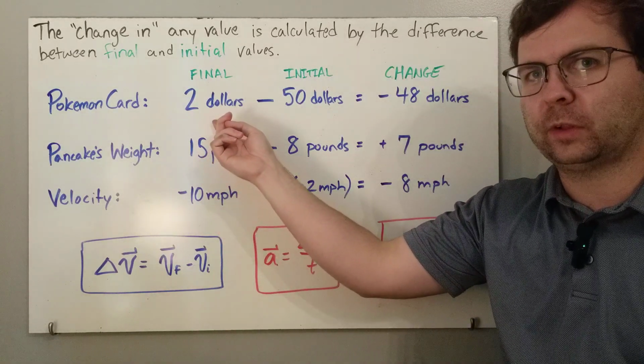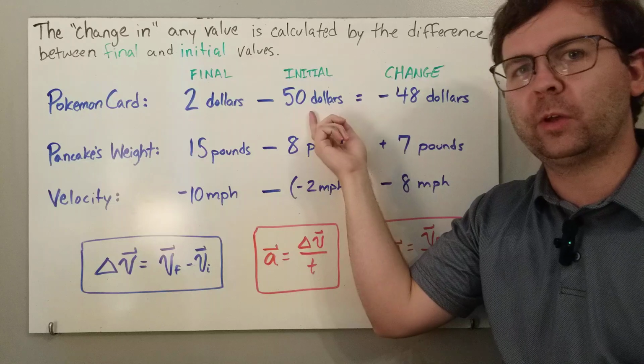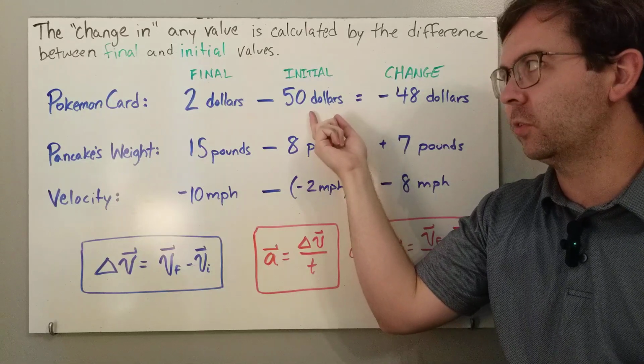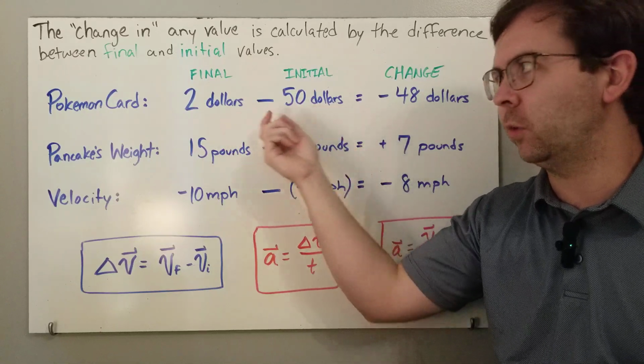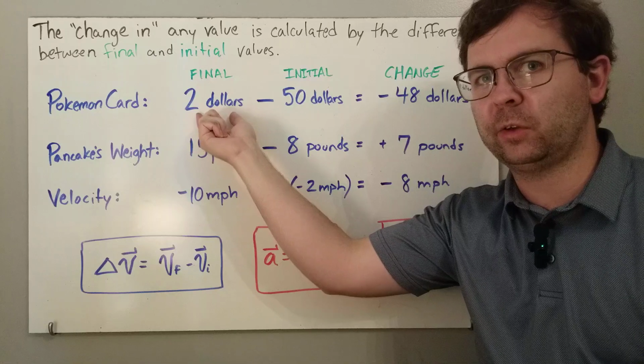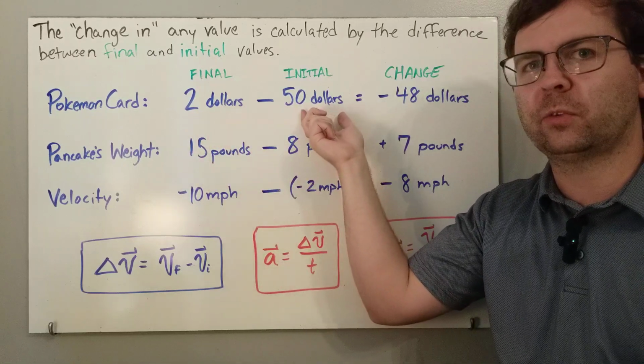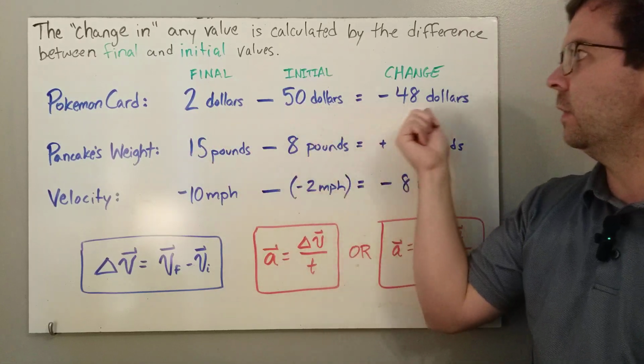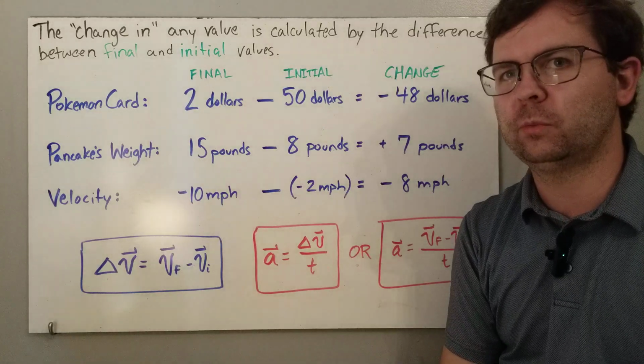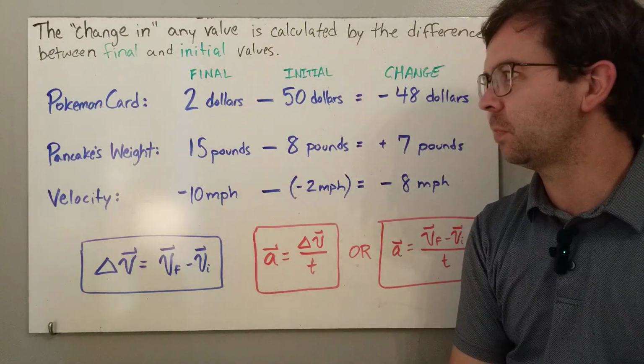So for example, that Pokemon card that you bought a few years ago, today its value is probably $2. That's our final value. The initial value that you bought it at may have been $50. So to find the change in the value, you take the new value, the ending value today, and subtract the starting value, the initial value. That gives you a change of value of negative $48.